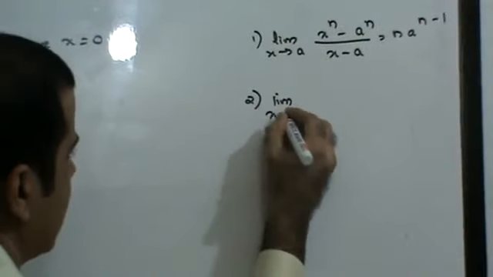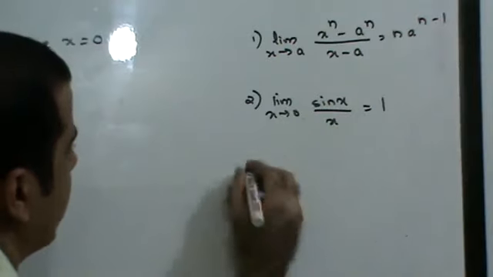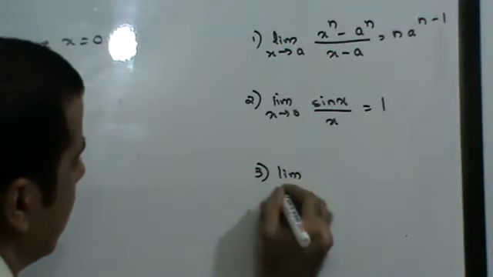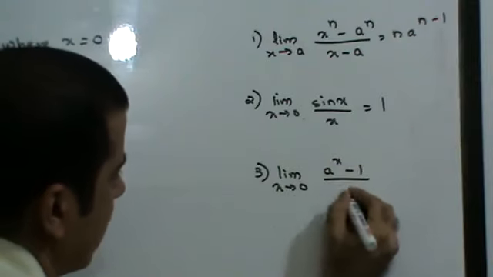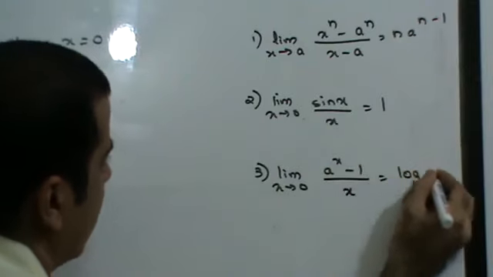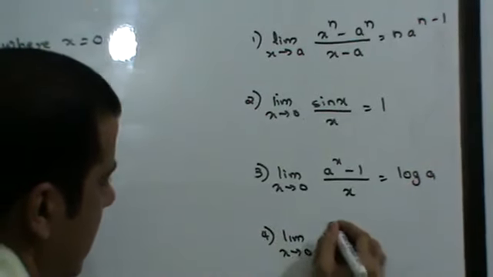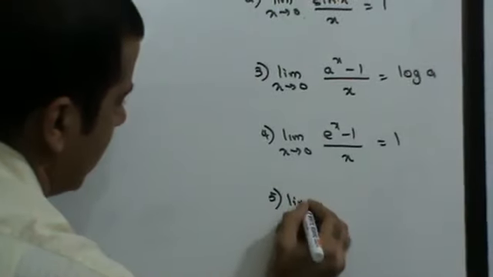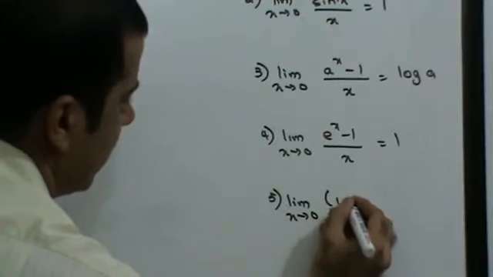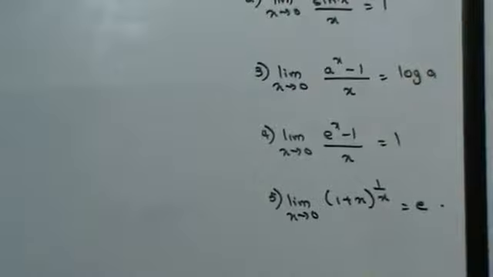Limit of x tends to 0, sin x upon x is equal to 1. Limit of x tends to 0, a raised to x minus 1 upon x is log a. Limit of x tends to 0, e raised to x minus 1 upon x is equal to 1. Limit of x tends to 0, 1 plus x raised to 1 upon x is equal to e. These are 5 formulas of limits that you had learned.